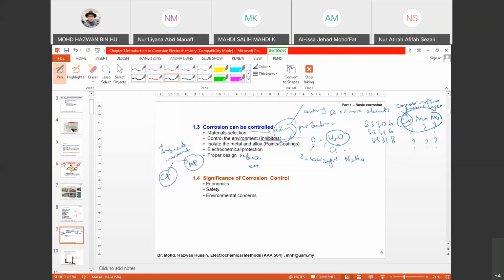Because if you have a poor design, for example an L shape like this, when you have a moving fluid, this will create a cyclone and this area can be eroded. When it becomes eroded, this surface is more exposed, and corrosion can easily happen. So finally, the significance of corrosion control, of course, we have to consider the economic factors, safety, and environmental concern.